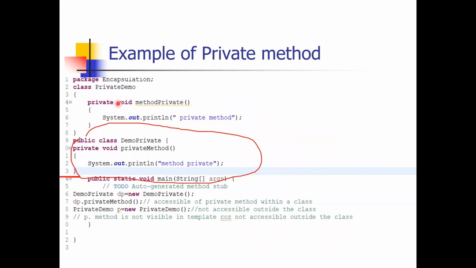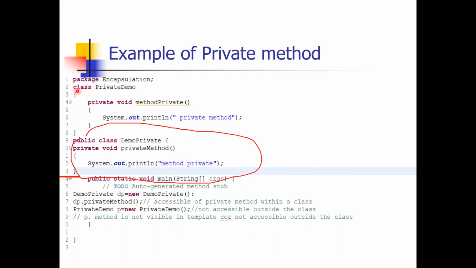Now we have created the object of this class, private demo. We keep the name P equals new private demo. Now we are calling the method, P dot method private. But you will not get the output. You may say, ma'am, you explained that even if the method is private you can create the object and call it. But now understand, this class is not publicly visible.